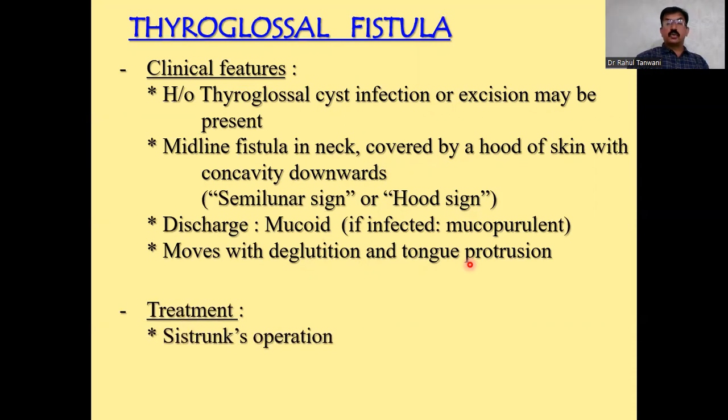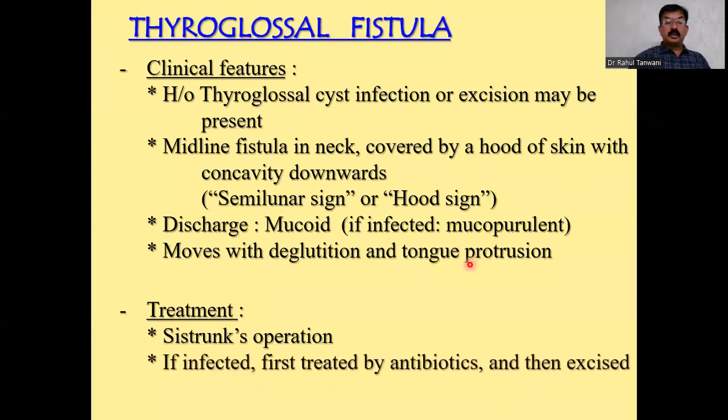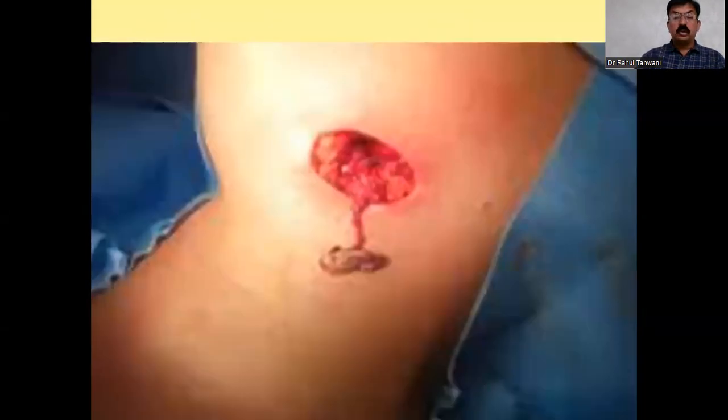In treatment, again, same thing. You'll have to go for Sistrunk's operation. And if infected, first treat it with antibiotics and then excise. If the discharge is mucopurulent, then start antibiotics and then excise it. So Sistrunk's operation is done here again. Now instead of a swelling, you will have to remove the skin around it.